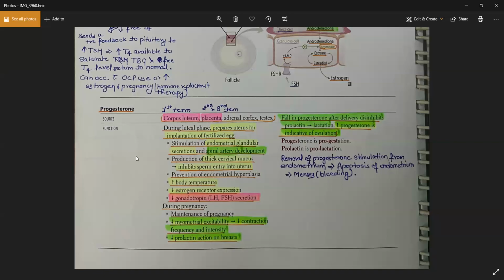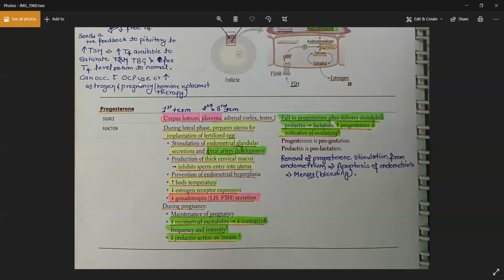The other thing is that it causes thick production of cervical mucus, so it will inhibit the entry of sperm into the uterus. That is the other reason why we give the patient combined OCPs. As contraceptive pills, we give combined OCPs, which contain the progesterone as well as the estrogen. Why progesterone?